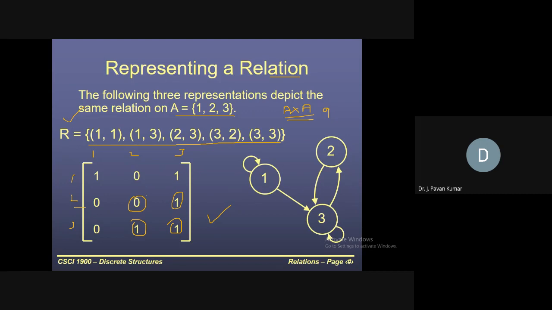Next, the same thing we can represent in the form of a digraph as well. Here we are having 1, 2, 3 as elements in the set, so we can consider 1, 2, 3 as vertices. From 1 to 1 we are having the relation, so there is a directed edge. Next (1,3), there is a directed edge. (1,2) we don't have, (2,3) we have, (3,2) we have, and (3,3) we have. Like this we can form a directed graph to represent a relation. These are the 3 representations we can have for a relation.